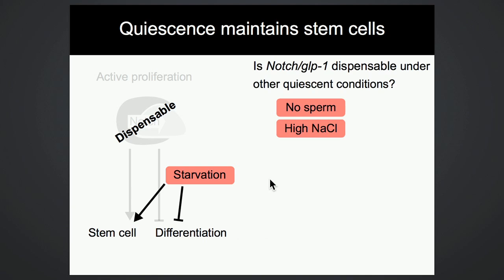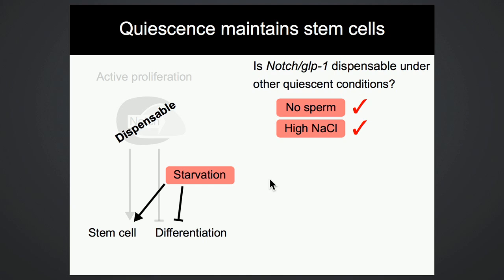I also wanted to ask, is this effect of starvation something specific to starvation per se, or is it caused by the cell cycle quiescence induced by starvation? So I repeated these same experiments under two additional conditions that affect the proliferative state of these cells. One is the absence of sperm, and the second is high salt, which is an osmotic stress. Both of these conditions reduce stem cell proliferation, although not as severely as starvation.